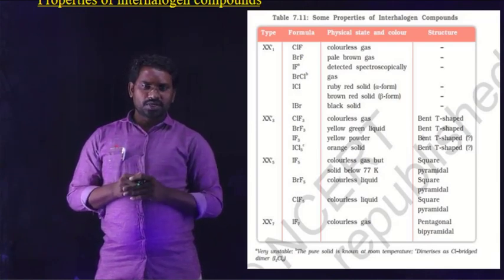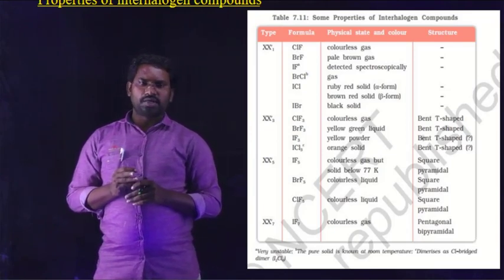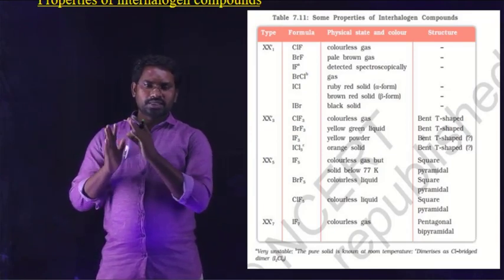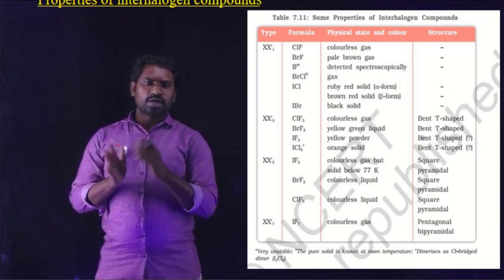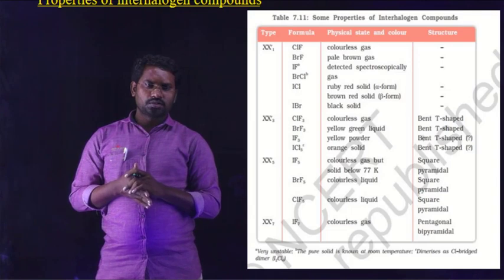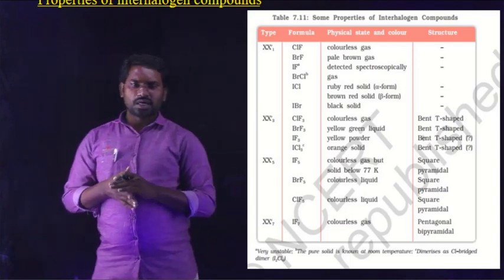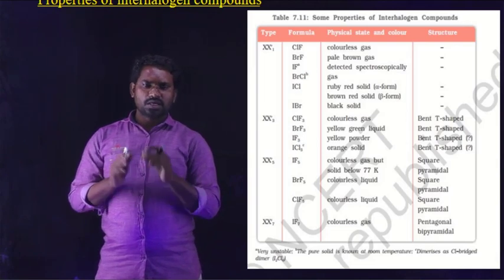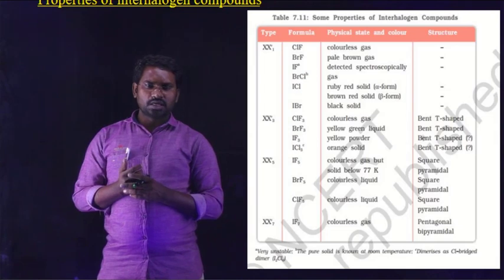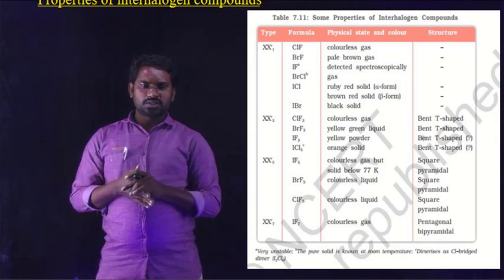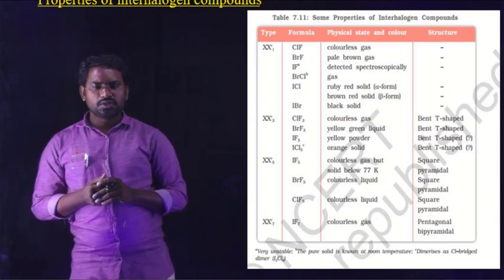In case of the XX5' type, the best examples are BrF5, IF5, and so on. XX5' type interhalogen compounds possess a square pyramidal structure. And finally, for the XX7' type of interhalogen compound, the best example is IF7. IF7 is also a colorless gas. Here, a pentagonal bipyramidal structure is exhibited. So these are all the main four classifications of the interhalogens.